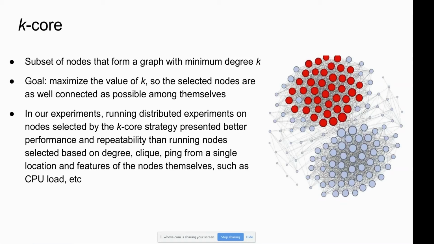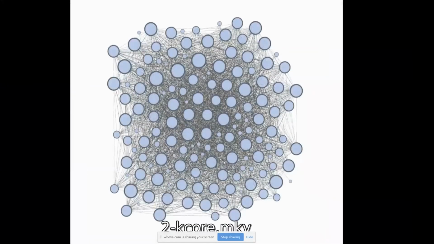Running experiments on nodes selected by this approach, we significantly increased the performance and repeatability of our experiments when compared to the experiments run on nodes selected by the degree, as I showed, or by running a ping from a certain location, or based on the features of the nodes themselves, like CPU load, for example. I would now have a video here. So now the K-core strategy.